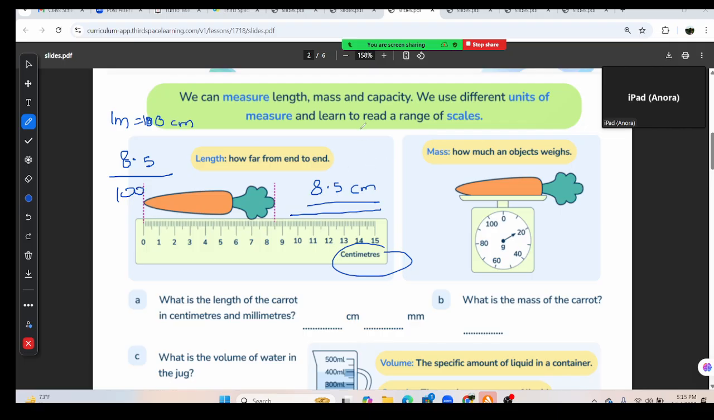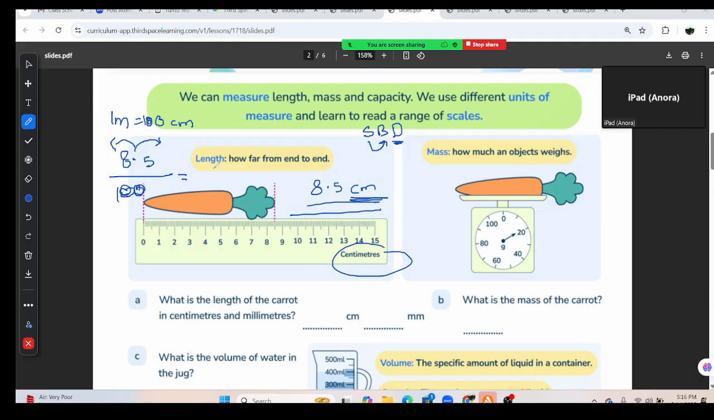Why? Because you are going from smaller to bigger. Centimeter is smaller, meter is bigger. So you are converting smaller into bigger, so we divide. So 8.5 divided by 100. Whenever we divide a number, do you know how to do this? We just move the decimal point according to the zeros. Would you move it towards right or towards left? Left. Very good.